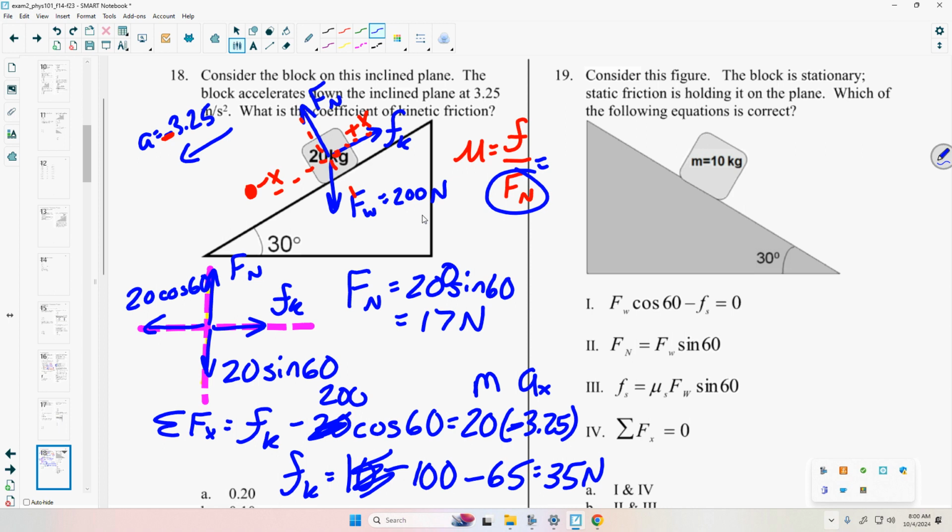I'm sorry. 200 sine 60. So that should be 170. Y'all see the mistake I made? So this should be 200 newtons. So this is 170 newtons. I was using the mass instead of the weight force. All right, so that's going to be 35 over 170. I get 0.2. 0.2 is the right answer.